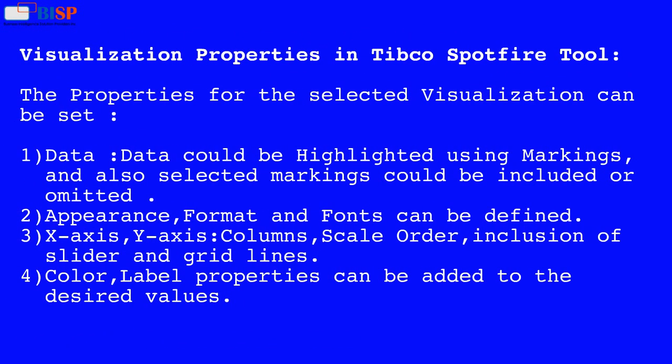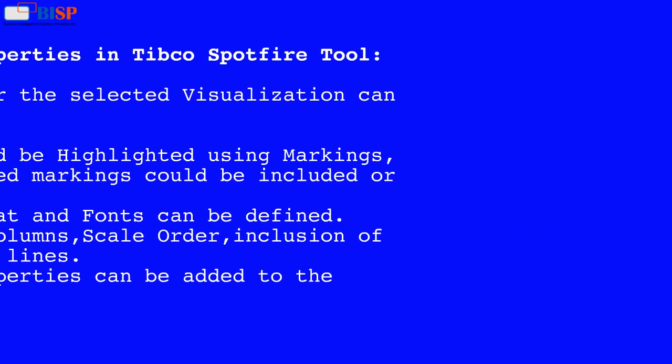Visualization properties in the Tibco Spotfire tool. The properties for the selected visualization can be set. 1. Data. Data could be highlighted using markings and also selected markings could be included or omitted. 2. Appearance, format and fonts can be defined. 3. X-axis, Y-axis, columns, scale order, inclusion of slider and grid lines. 4. Color, label properties can be added to the desired values.